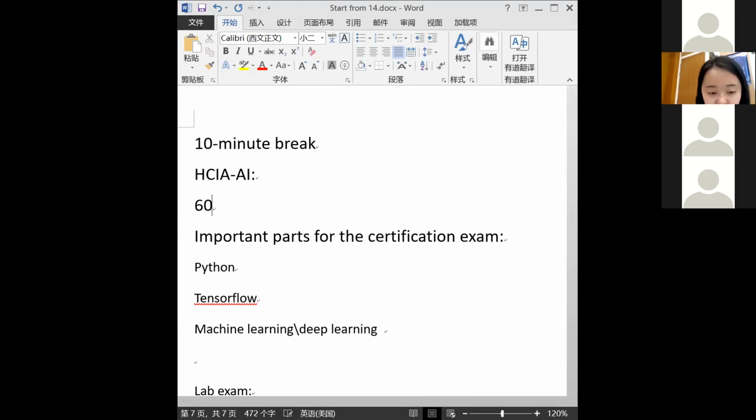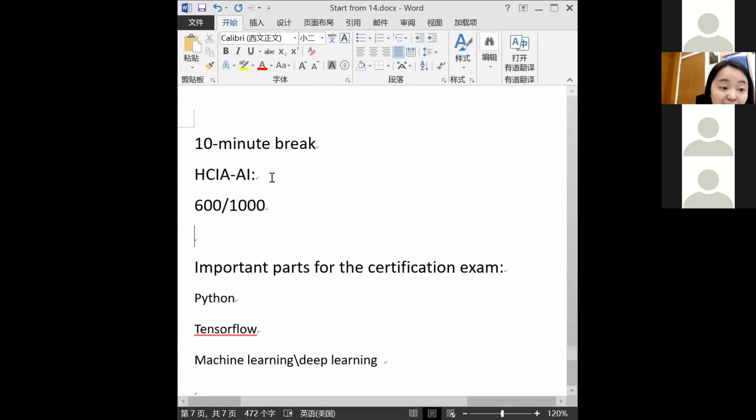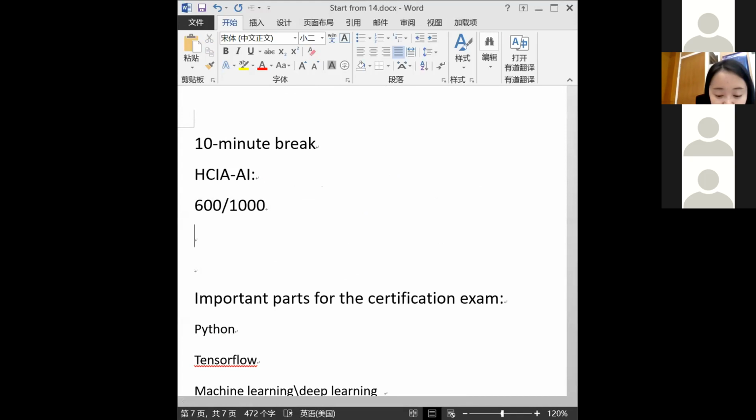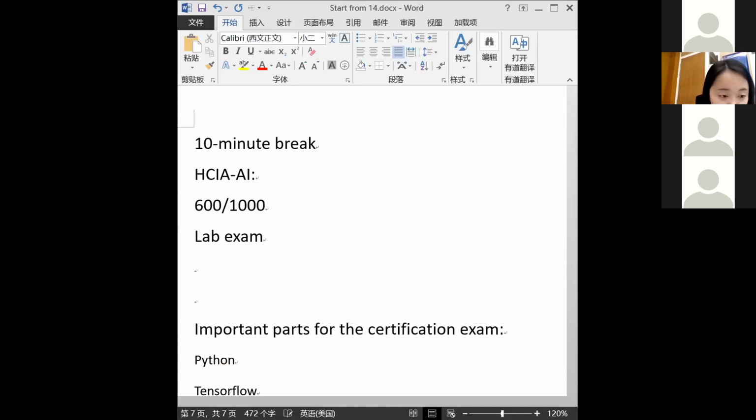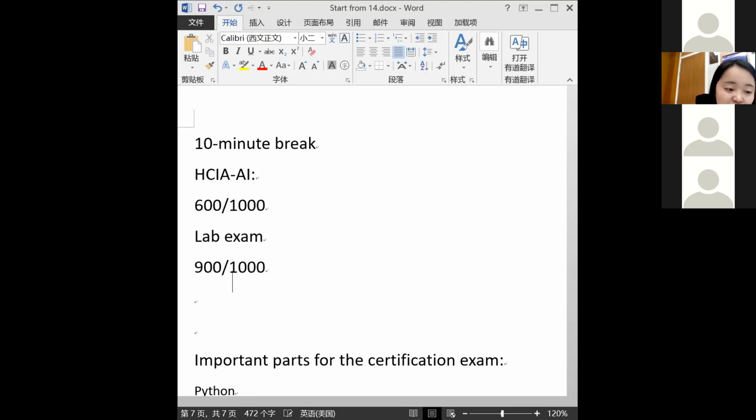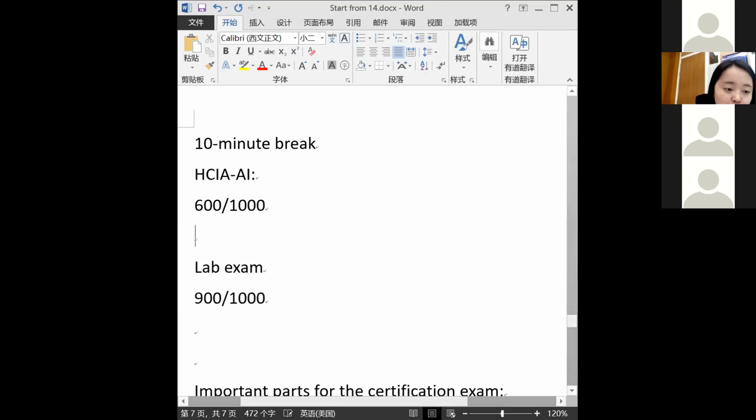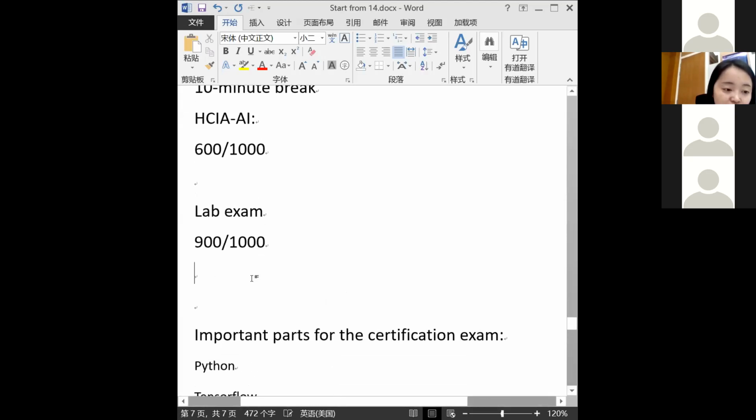The pass mark is 600 out of 1,000. That is the pass mark, and that is a full mark. And for the lab exam, you need to get 900 out of 1,000. So we have to clear both of the exams to get certification.